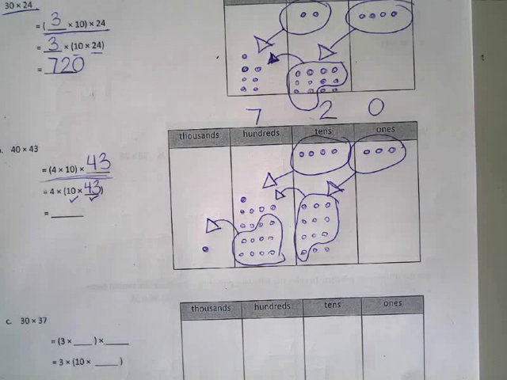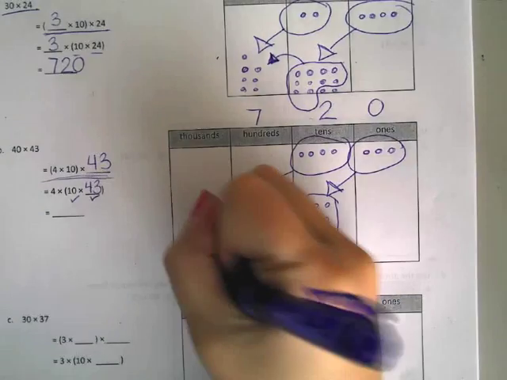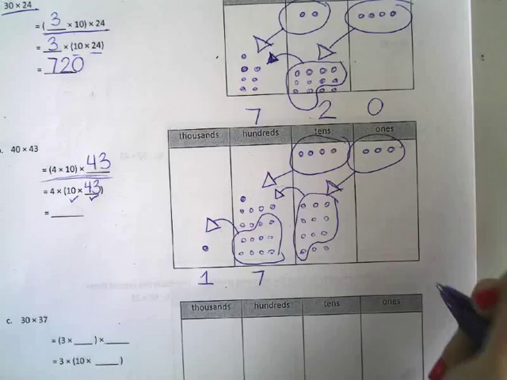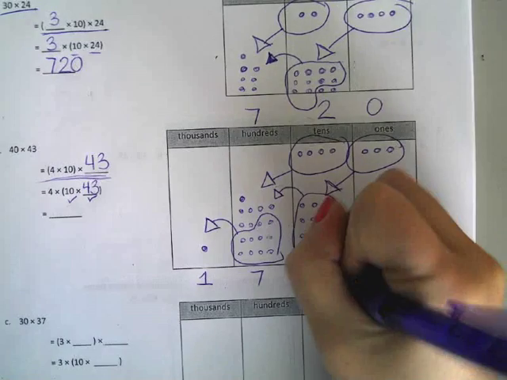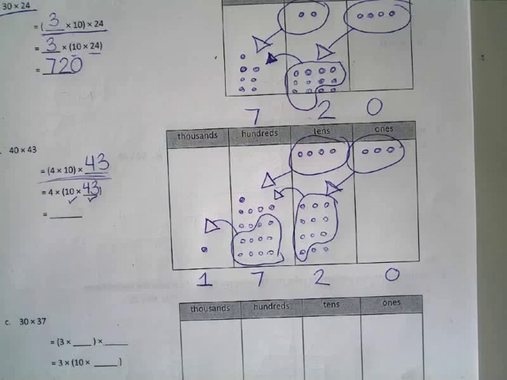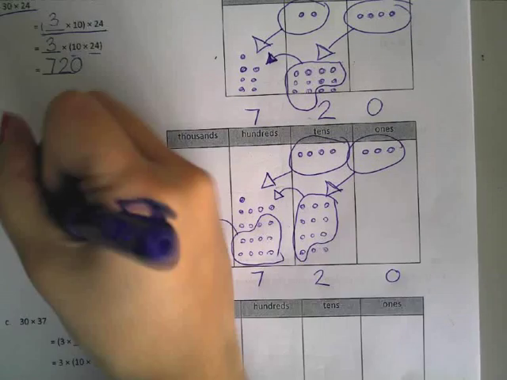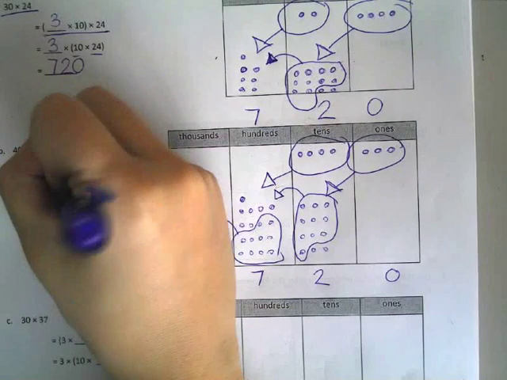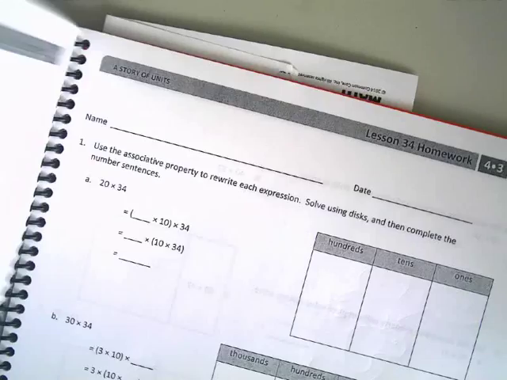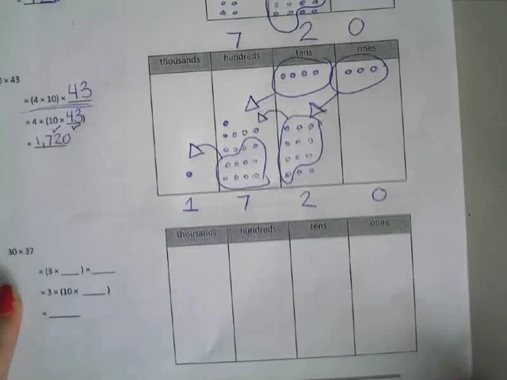No. All right, so let's start bringing stuff down. How many thousands? 1. How many hundreds? 7. How many tens? 2. How many ones? 0. All right, what is 40 times 43? 1,720. Woohoo, look at us multiplying these big numbers. All right, let's keep working together, okay?